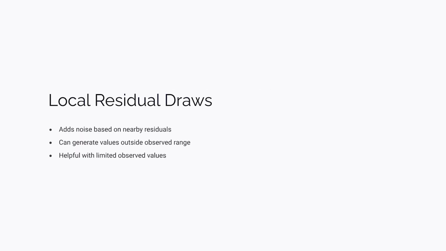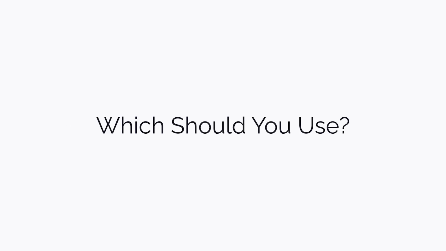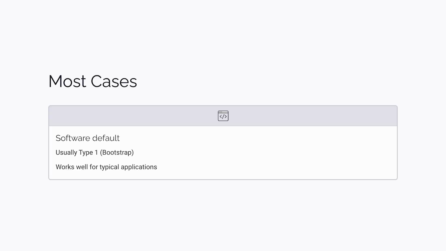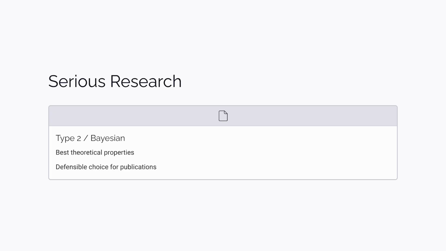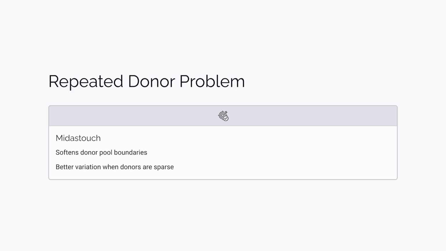Local residual draws add noise based on nearby residuals, useful when you need values outside the exact observed range. Which should you use? For most work, your software's default, usually Type 1, is fine. For serious research, consider Type 2. If you see the same donors repeatedly, try Midastouch.